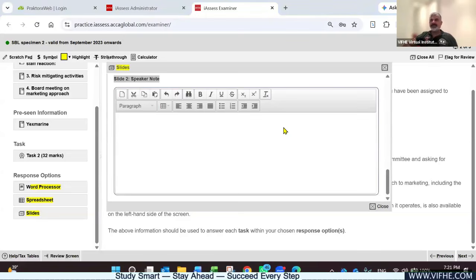Should we mention the task number? Not really. We don't need to mention the task number because the examiner knows which task this slide is for.